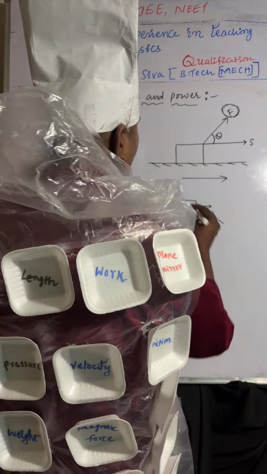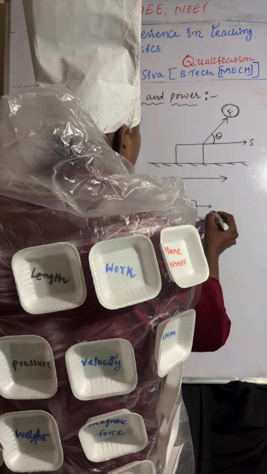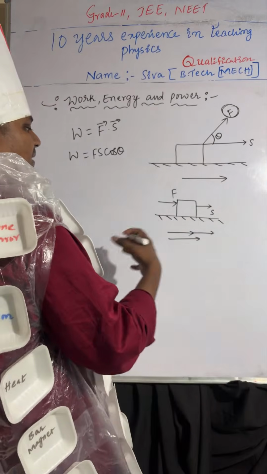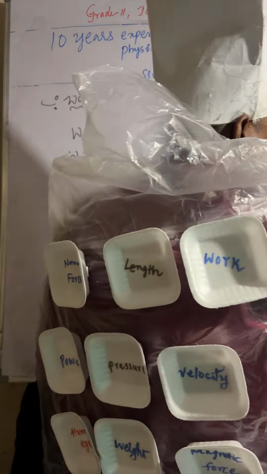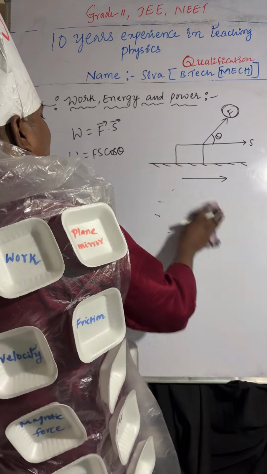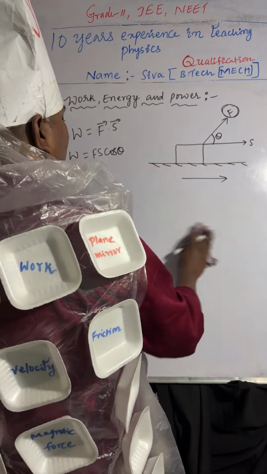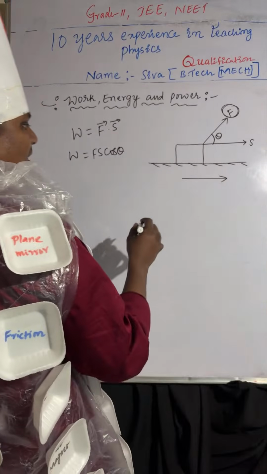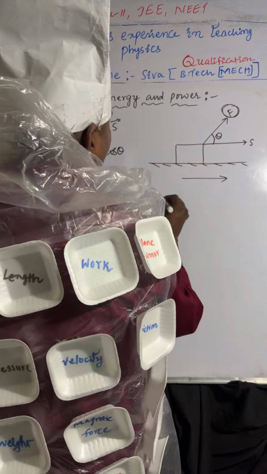When we apply force, force is here, and displacement will also be in the same direction. Force and displacement are both in the same direction, then we can say work done is positive. Work done is positive. Here the angle you can take is cos 0.